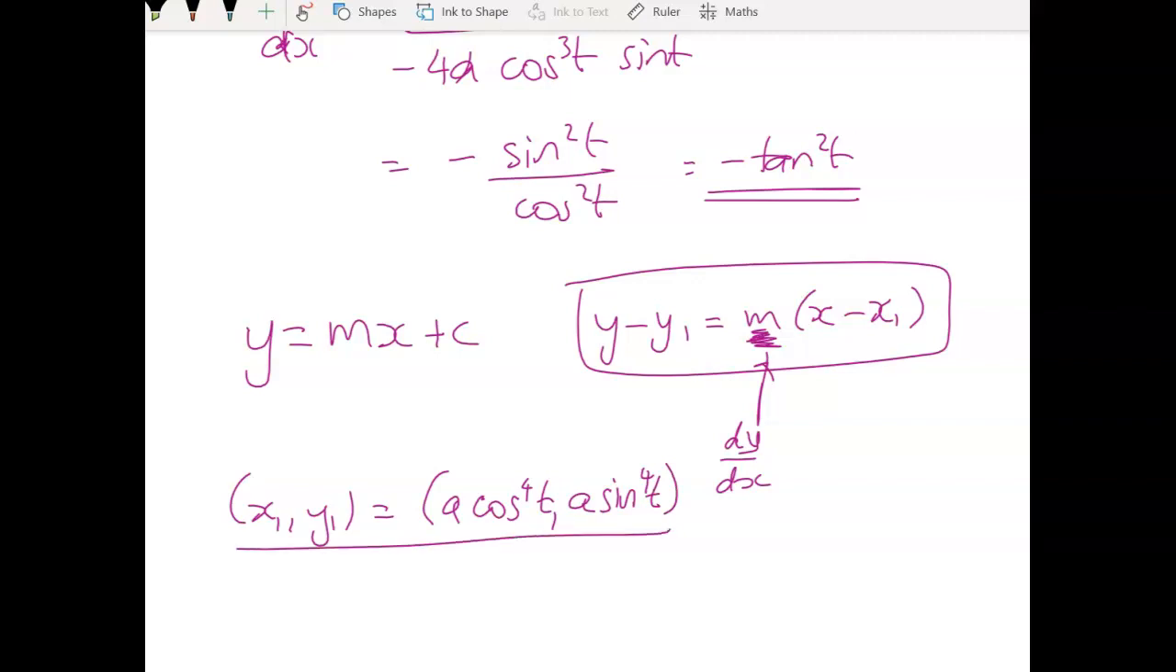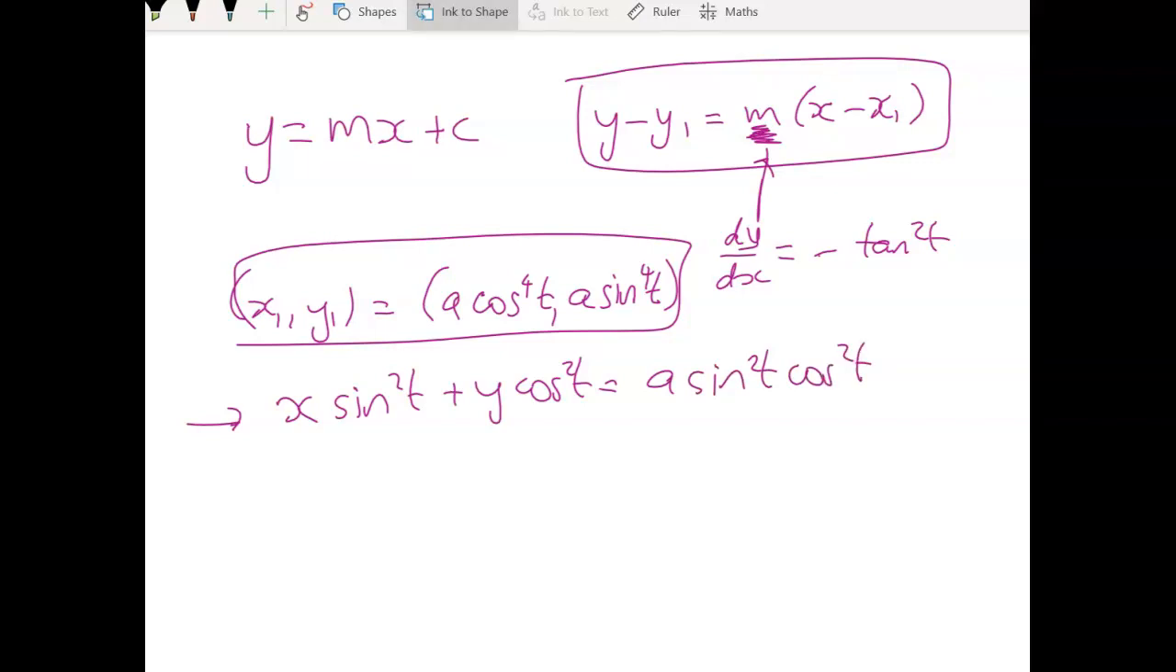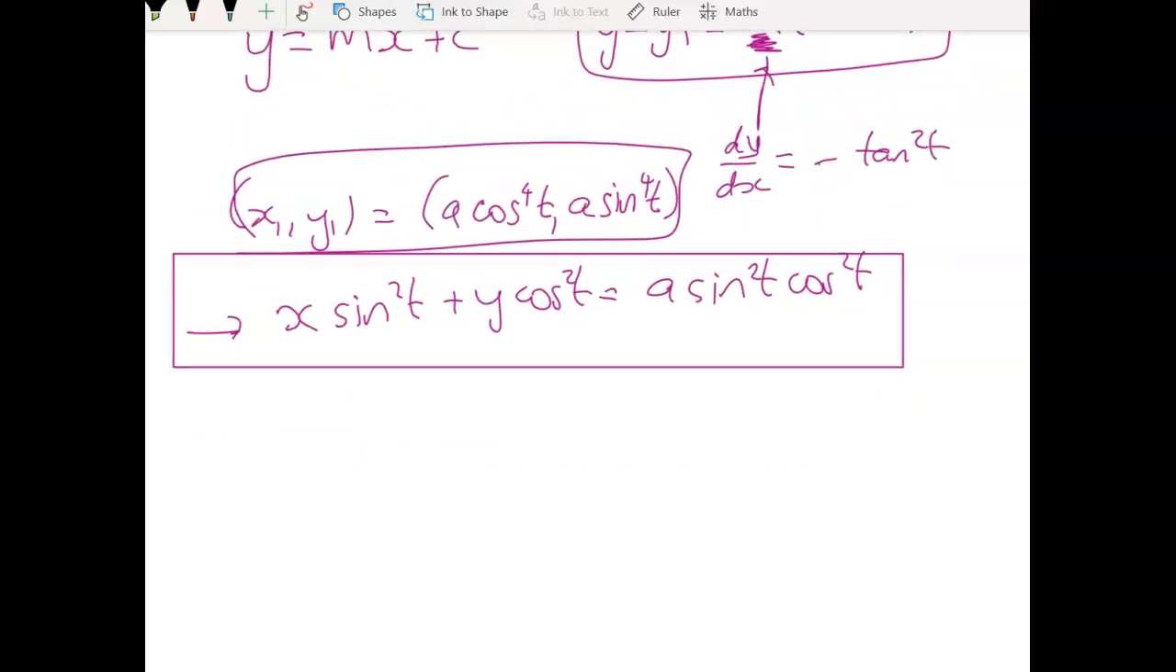So I'm going to substitute this and this into that equation. Then I'm going to do some manipulation and try and get it over to this: x sine squared t plus y cos squared t is equal to a sine squared t cos squared t. Right, so this is our goal, so we want to keep one eye on that. Pause the video and give it a go, see if you can finish it from here, but please watch right through till the end.